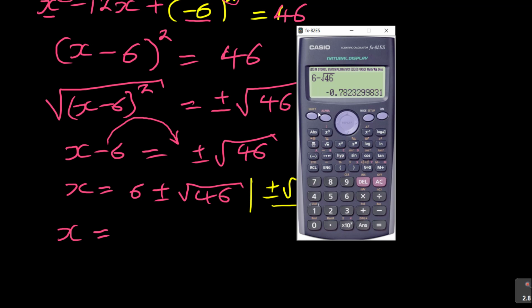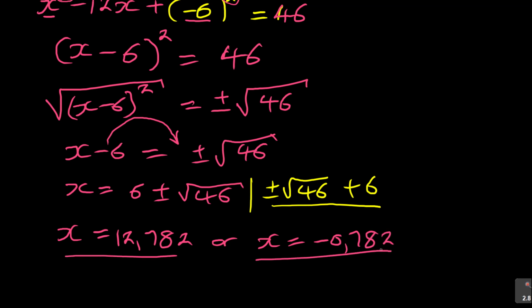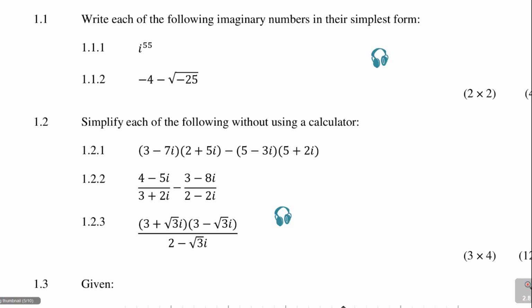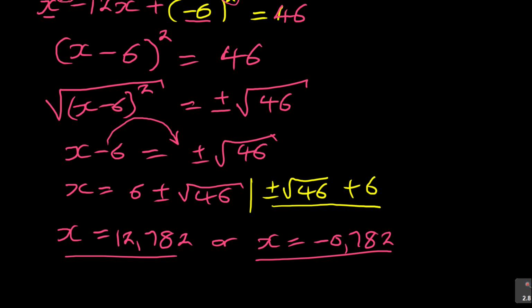The other one is what? 12,782 minus 0,782, or x is equal to negative 0,782. So these are the two values that you get. Let's check again the rounding off. They didn't mention it here, but let's leave our answer. These are the instructions. They didn't say what rounding off, but I'll leave it to 3 decimal places, which is also fine. You can do 2, which will be 12,78 and minus 0,78.